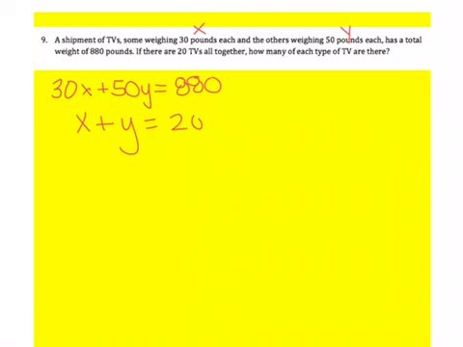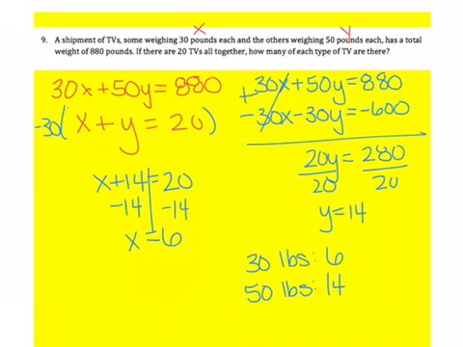So I want you to pause the video. I want you to try to solve this using our elimination, and then come back and check your answer. When I went through, I found out we had 6 30-pound TVs and 14 50-pound TVs. So if you got this one wrong, come check in with me before moving on to the practice assignment for the day.